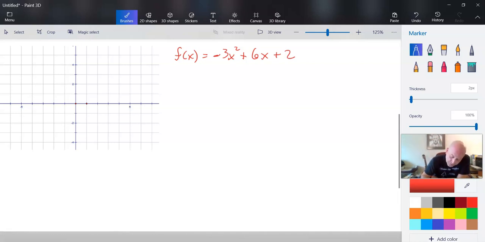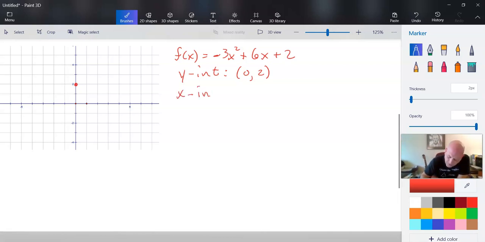Okay, so let's just go ahead and start at the top with the y-intercept. If I make x 0, that's going to kill the first two terms and just give me a 2. So I know I have a y-intercept right there at 2. Okay, so now we'll turn to the x-intercepts.